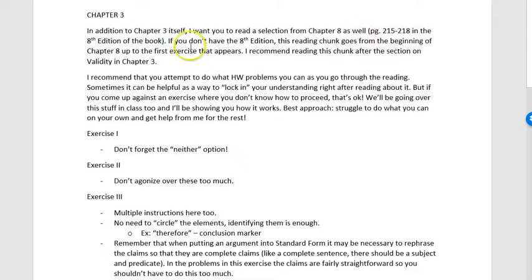I want you to check out this little section on validity. It shows up from Chapter 8. And that's going to be really helpful for understanding what's going on in Chapter 3, which doesn't go in as much technical detail. But I'll be talking about it in this lecture too, so that'll help. But I'd like you to read that.